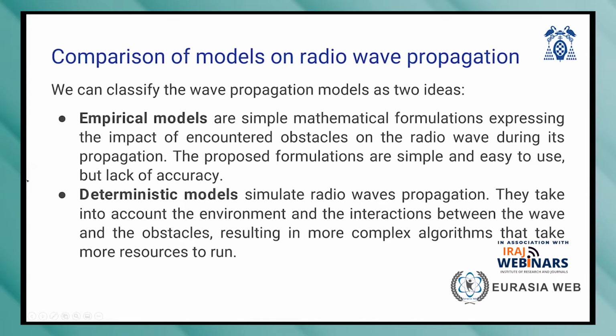So we have two kinds of models to get the radio wave propagation. We will have empirical models that are simple mathematical formulations expressing the impact of encountering obstacles on the radio wave during its propagation. The proposed formulations are simple and easy to use, but lack accuracy. And we have deterministic models that simulate radio wave propagation. They take into account the environment and the interaction between the waves and the obstacles, resulting in more complex algorithms that take more resources. So, to put it briefly, empirical models are not that accurate, but are pretty fast. And we have deterministic models that are much more accurate, but they are slower and take more resources.